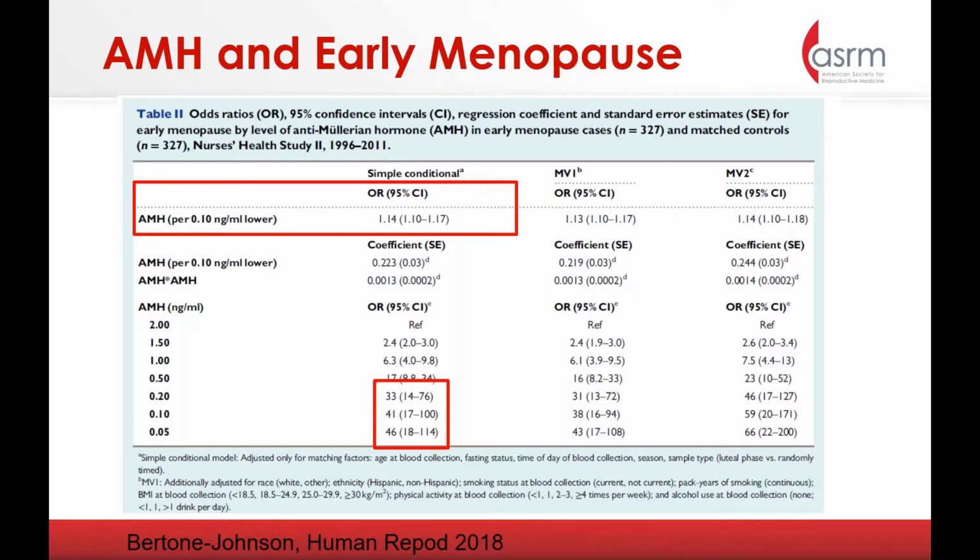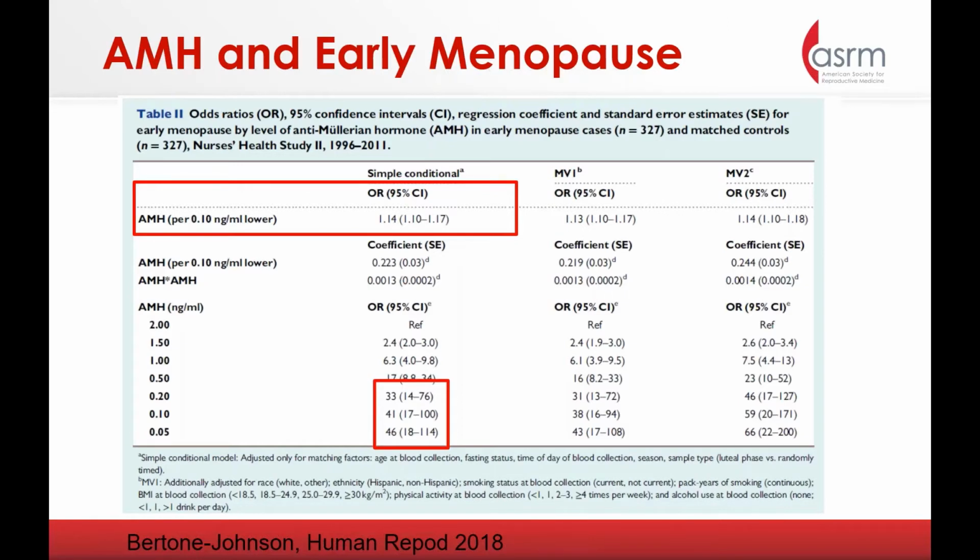In a nested case control study using the Nurses' Health Study, Bertrand Johnson et al. were able to show that women with low AMH values had a significantly higher odds of early menopause, even after adjusting for age, race, smoking, and other factors. However, it should be noted that AMH values are a relatively poor predictor of an individual woman's age that she will actually go through menopause.